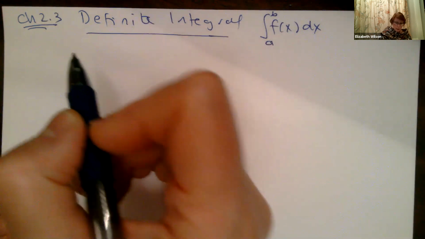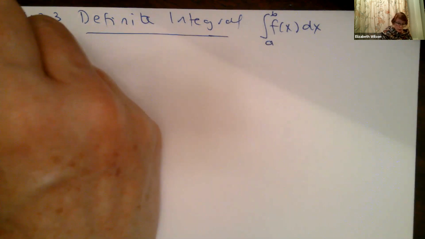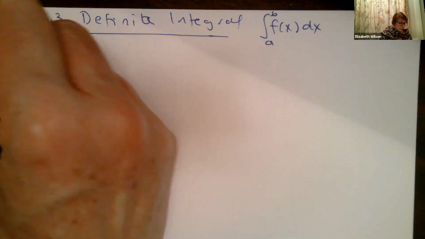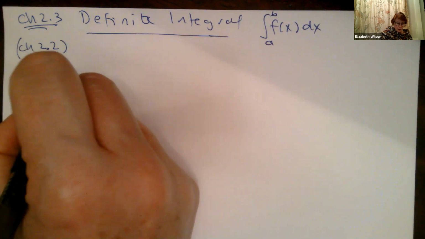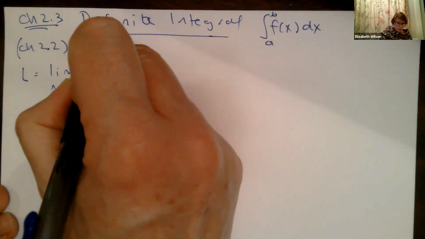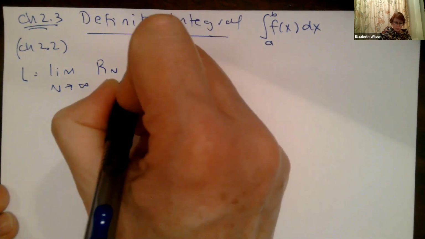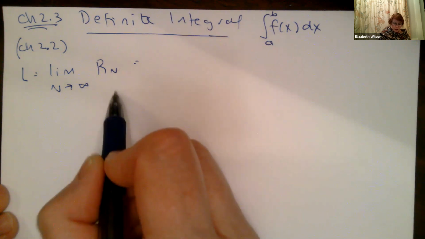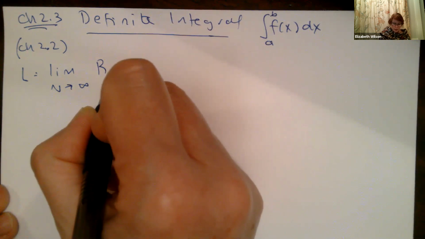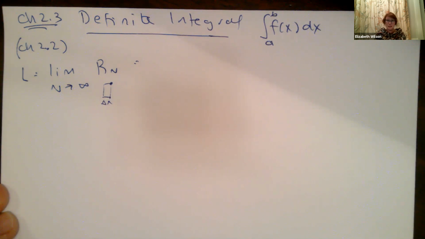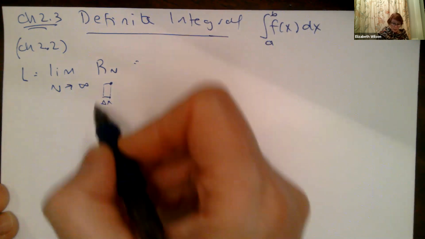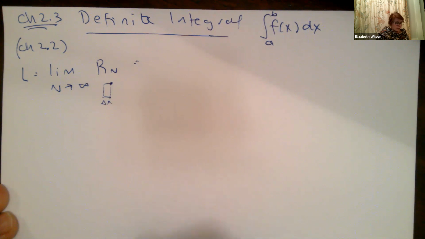So let's just take a step back and remember what we did in chapter 2.2. So chapter 2.2, remember, we did L, our limit, equal to the limit as n goes to infinity of our right. This is where we did the rectangle. I'd have a rectangle and my height was here. This is my delta x. I'm going to sum up all of those rectangles. My delta x is constant, right? And I'm hitting it right on the right hand corner of my rectangle.